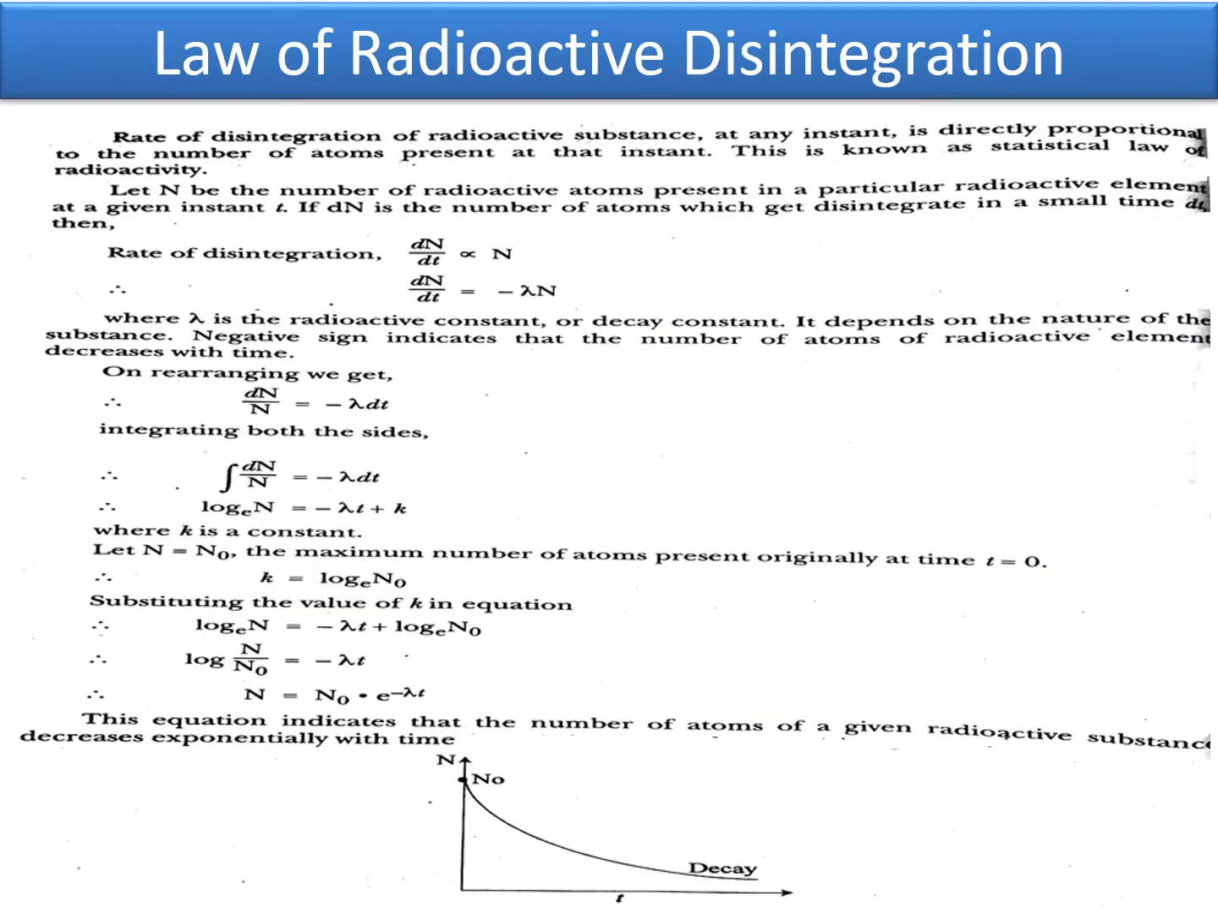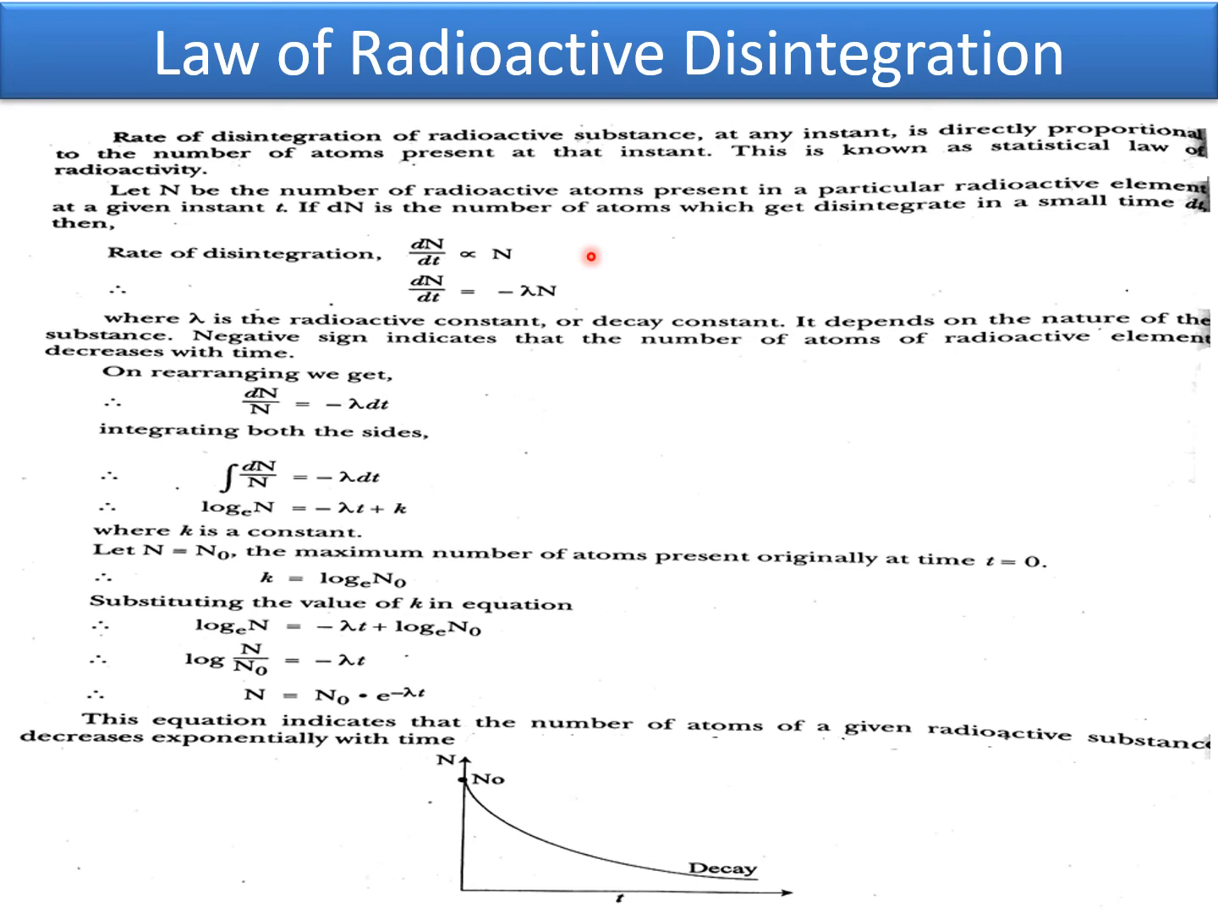This is the derivation regarding the law of radioactive disintegration. The law of radioactive disintegration shows that the rate of disintegration of the number of particles is directly proportional to the number of particles present initially, where N is the number of particles at the initial time.